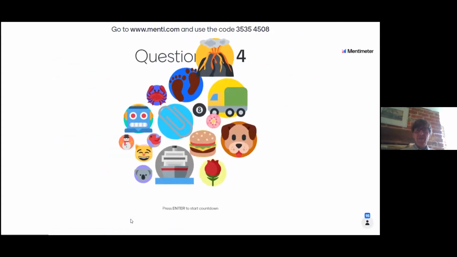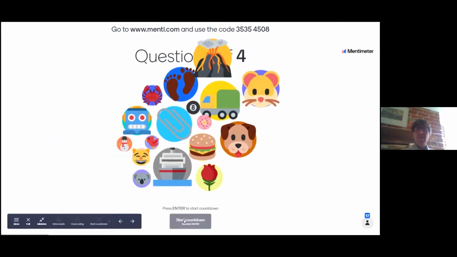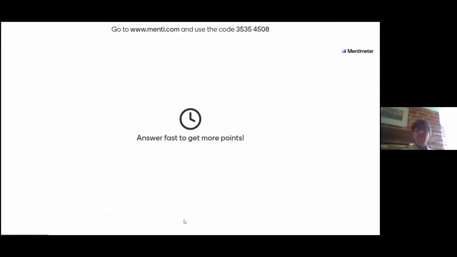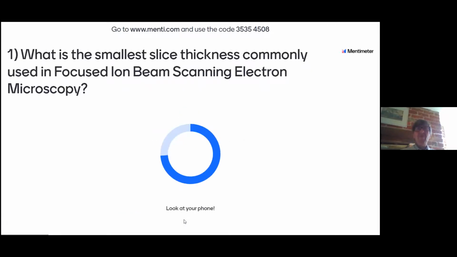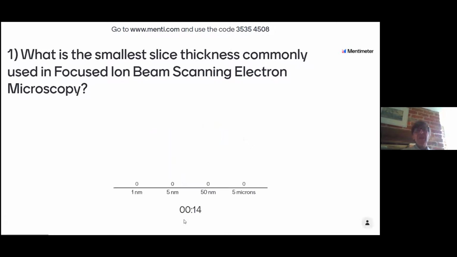Okay, question number 1. What's the smallest slice thickness commonly used in focused ion beam scanning electron microscopy? Is it 1 nanometer, 5 nanometers, 50 nanometers, or 5 microns? So answer as quick as you can for most points.